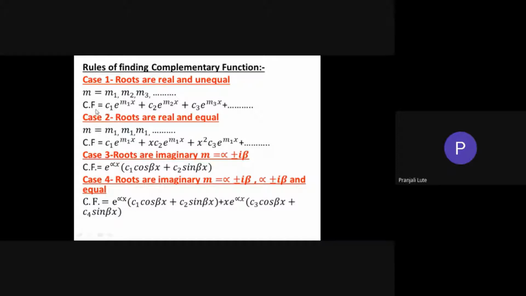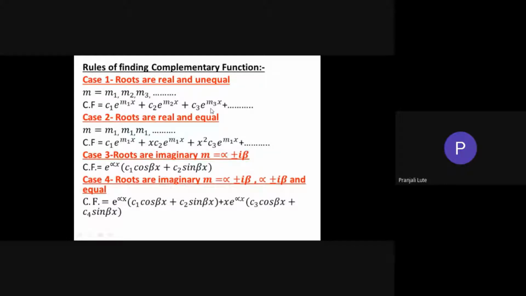So how to find out complementary function? Complementary function equals c1 e to the power first root into x plus c2 e to the power second root into x plus c3 e to the power third root into x, and so on. Why so on? Because depending upon the order of that differential equation, we get a number of roots, and according to the number of roots we have to expand the complementary function.